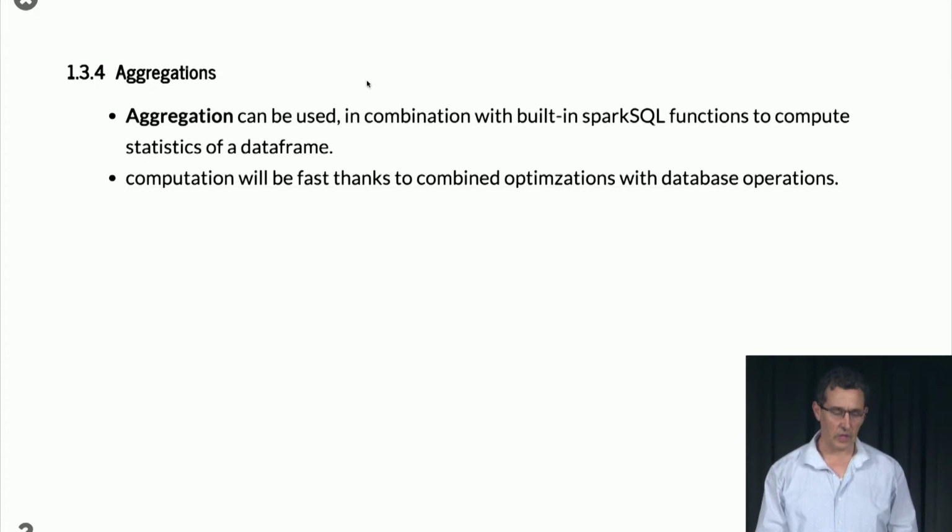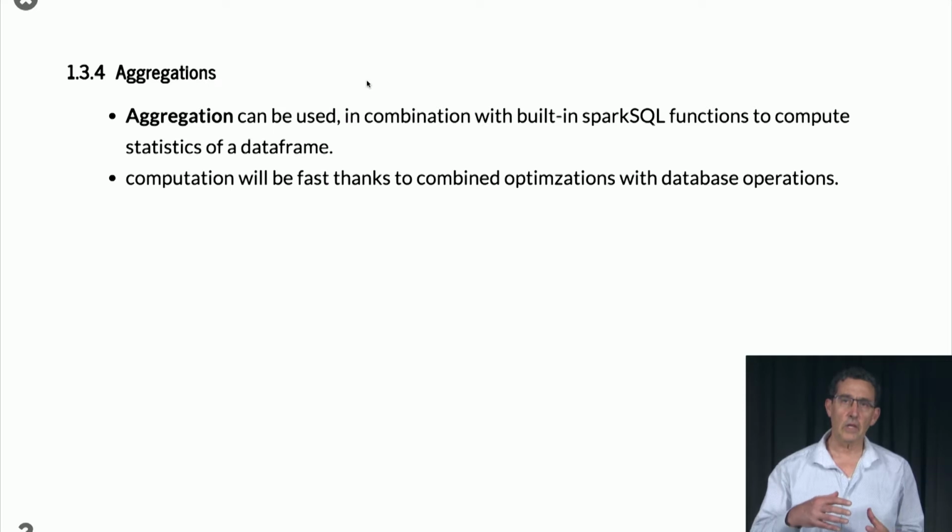Let's talk about aggregations. Aggregations are operations on data frames that you can combine with Spark SQL functions to compute various statistics of the data frame efficiently. And it's going to be efficient because you're combining the optimization in Spark with database optimizations. Okay, so the database operations are going to be performed hand in hand with the calculations.